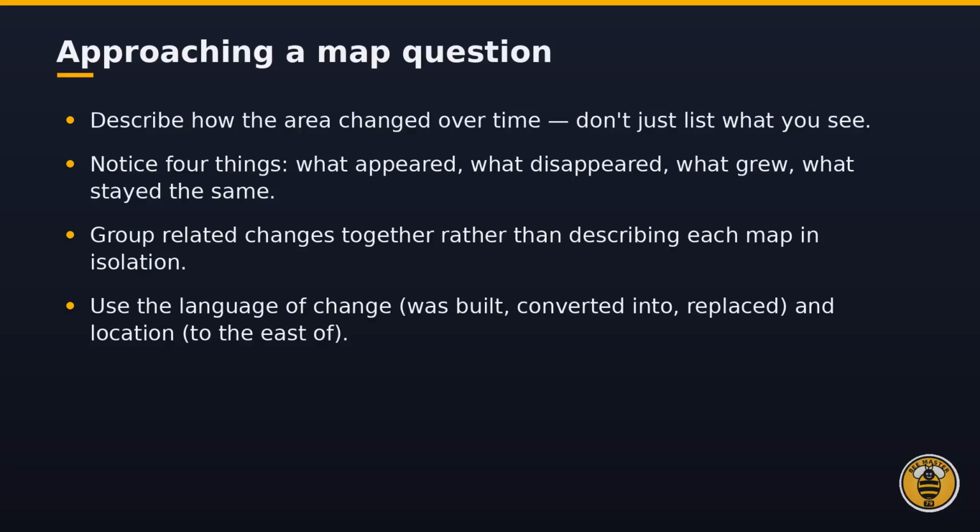For a map question, our job is to describe how the area changed over time. Notice what appeared, what disappeared, what grew, and what stayed the same. Then group those ideas and reach for the language of change and location.